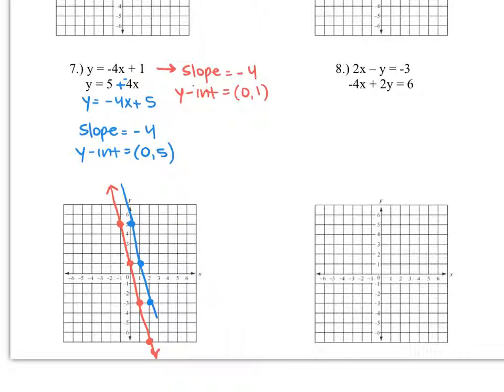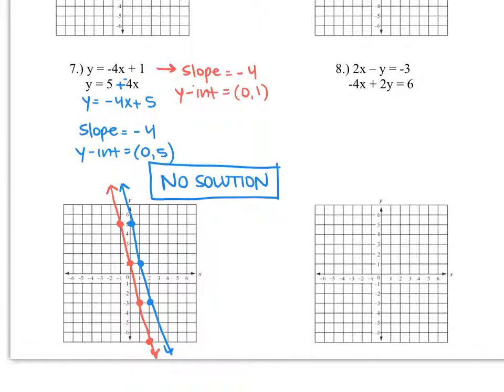But we can know right from the equation, when we see the same slope, we know that there is no solution. And again, that's what we need to write as our answer, is no solution. These lines will never intersect and therefore never have a solution that is the same to both of them. All right, why don't you try number 8? This is our last problem.